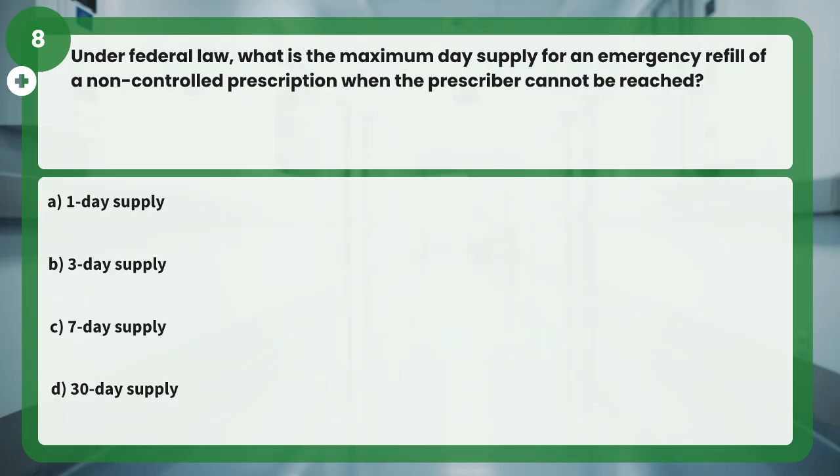Question 8. Under federal law, what is the maximum day supply for an emergency refill of a non-controlled prescription when the prescriber cannot be reached? A. 1 day supply. B. 3 day supply. C. 7 day supply. D. 30 day supply.